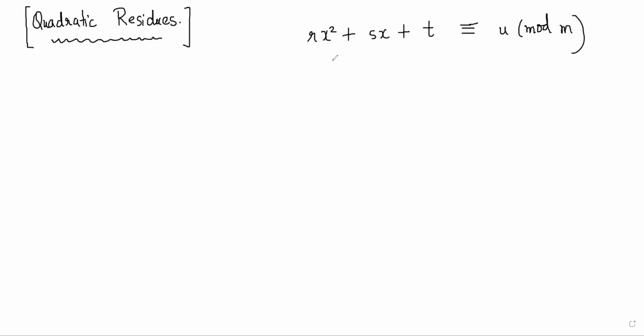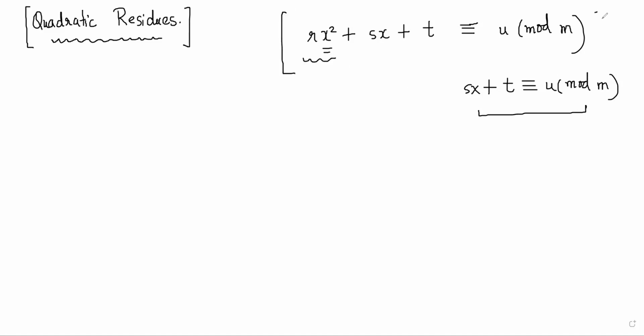This is a general quadratic congruence. It is called a quadratic congruence because you have x power 2. In the previous video, we have seen how to solve a linear congruence. So if the question was simply Sx plus t is congruent to u mod m, that was something that we learned how to solve in the previous video. But because of this term, it is now a quadratic congruence, and the general form that we have here is actually too difficult to solve. It is very difficult to solve it in general.